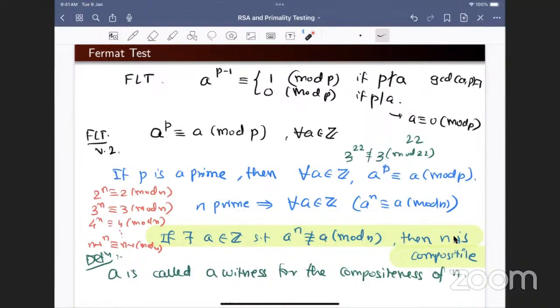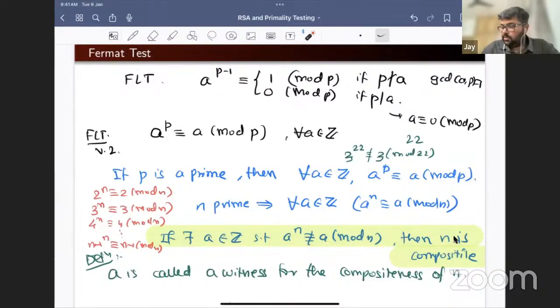Sir, if we can't find a witness, we still can't say it is not a prime. Sorry, it is not a prime. We cannot be sure. It is a prime. We cannot be sure, because we cannot say it is prime or composite, right? Because the converse is not true.